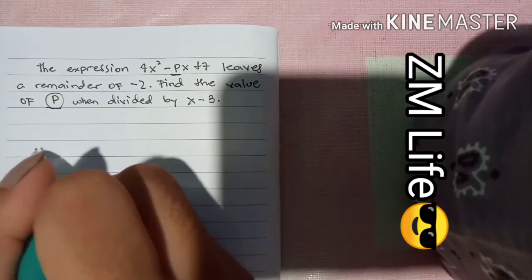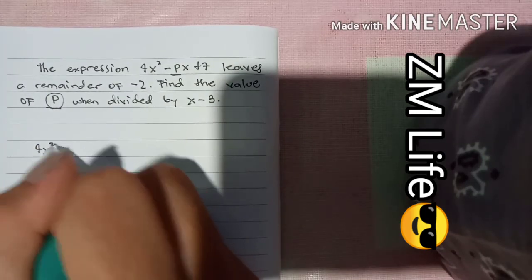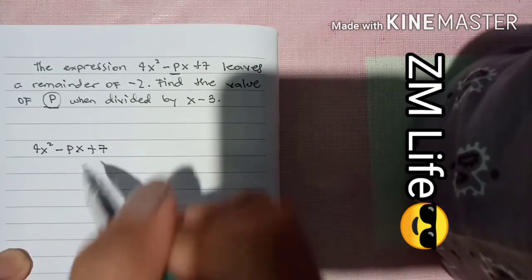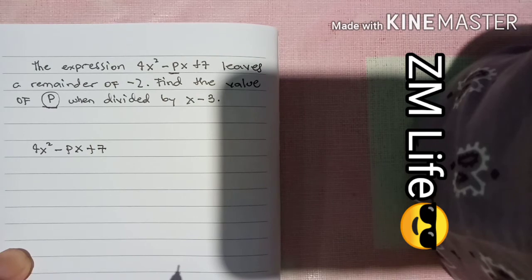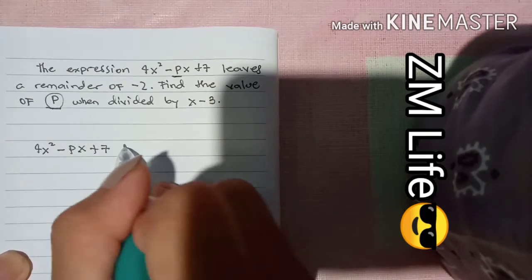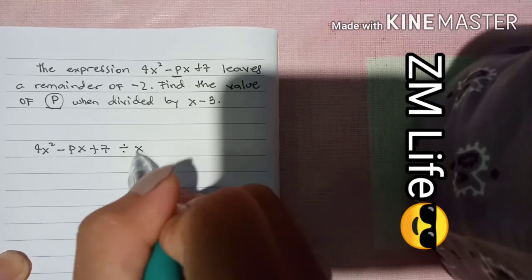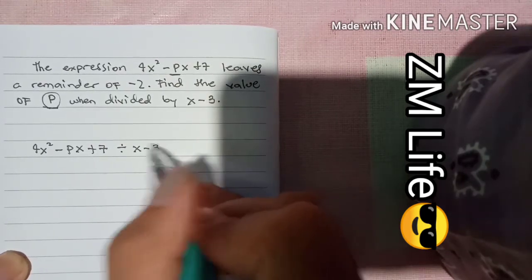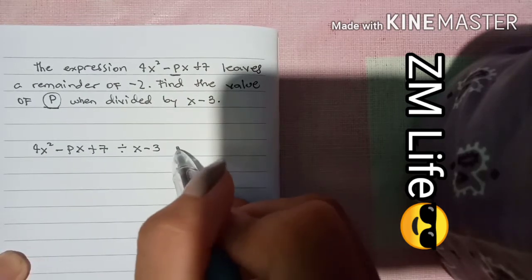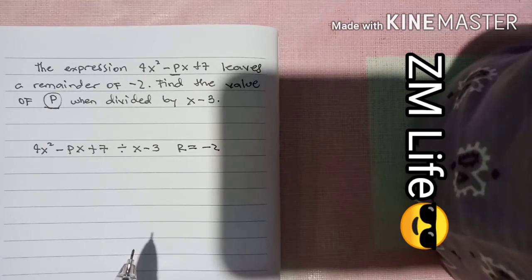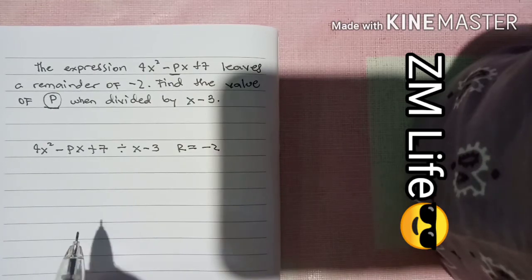Okay, first copy the expression. You have 4x squared minus px plus 7. Okay? So, ang ating divisor ay x minus 3. So, therefore, this is divided by x minus 3. Which is, ang remainder daw, the remainder is equal to negative 2.